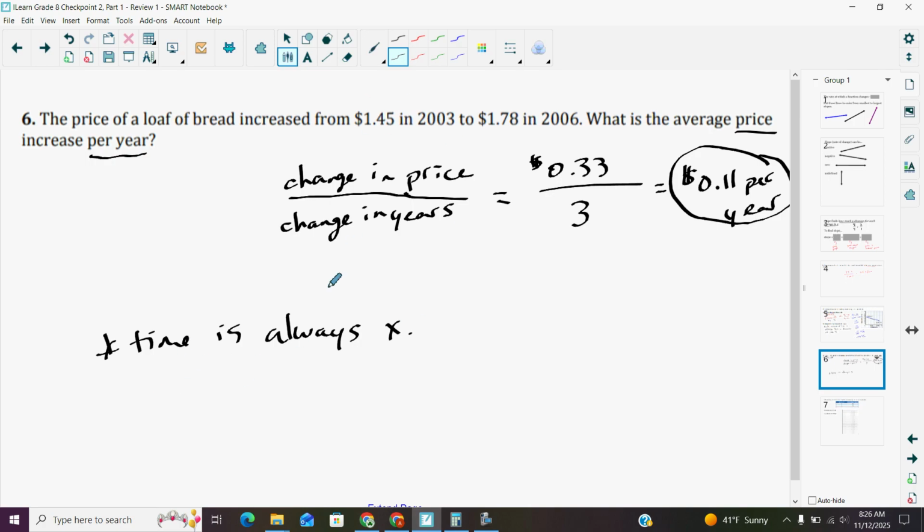So if time is x, I could list out the year 2003 matches up with $1.45. 2006 matches up with the price of $1.78. And then we could use y2 minus y1 over x2 minus x1. That'd be a good way to do it as well. Last one we're doing together here.